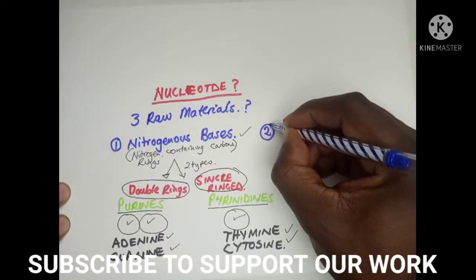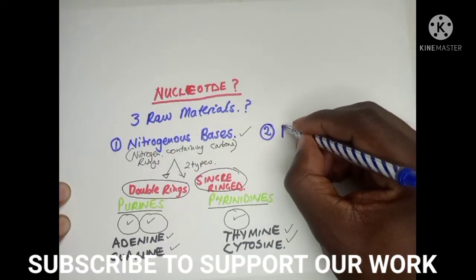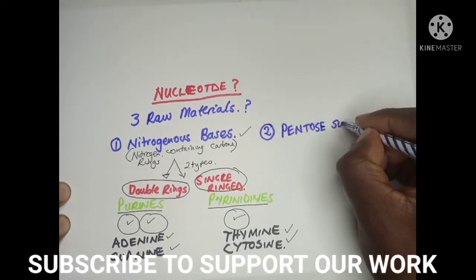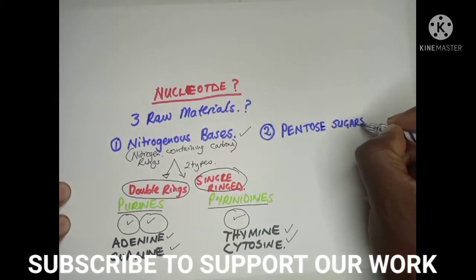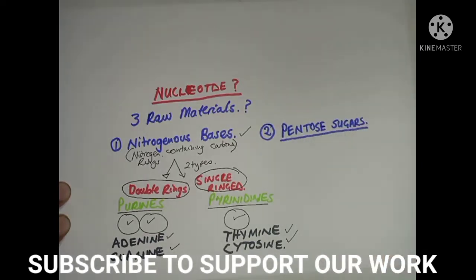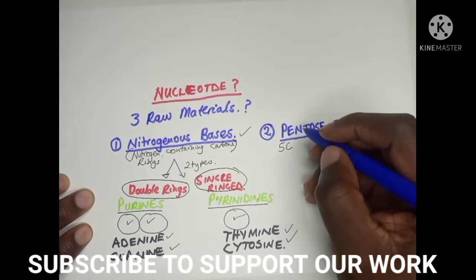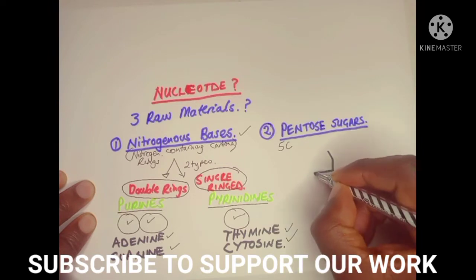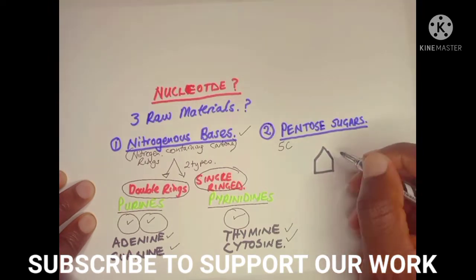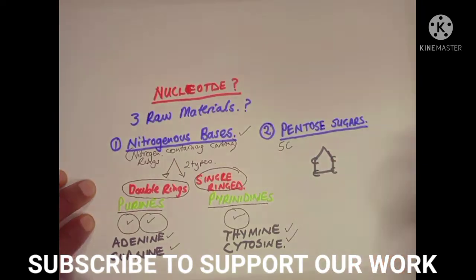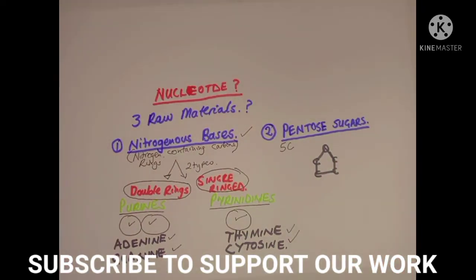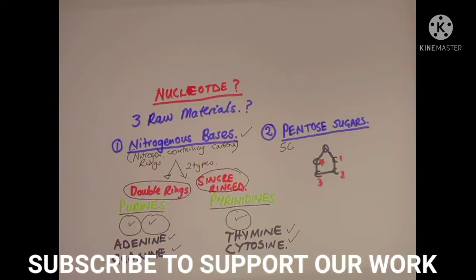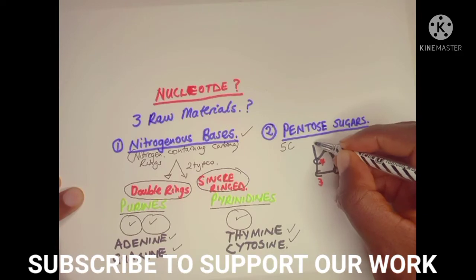Now going on to the second raw material we need for a nucleotide, we've got pentose sugars, or simply called pentoses. They are called pentoses because each sugar has got 5 carbon atoms. So if we are to draw it like this, we've got 1 carbon, 2, 3, 4. There we've got oxygen, 1, 2, 3, 4. And then the fifth one will be here.